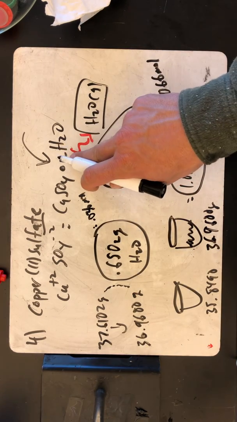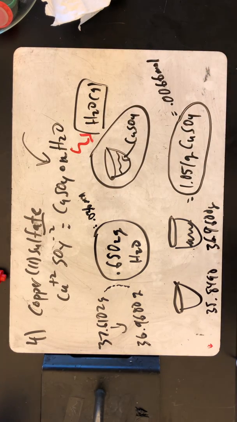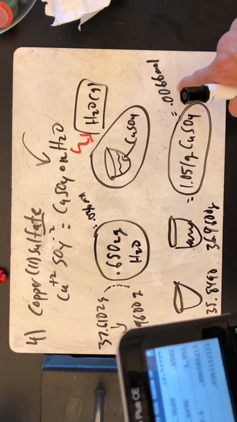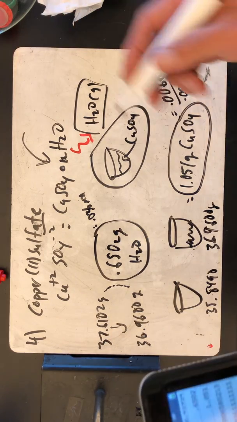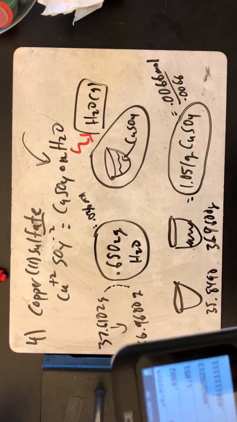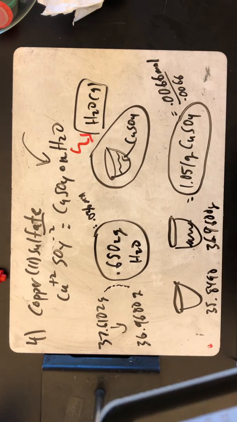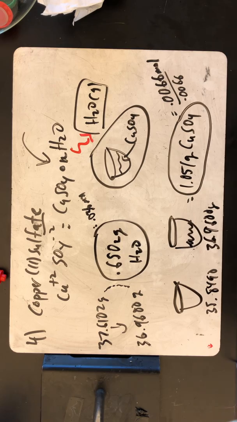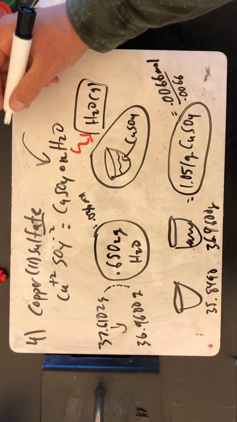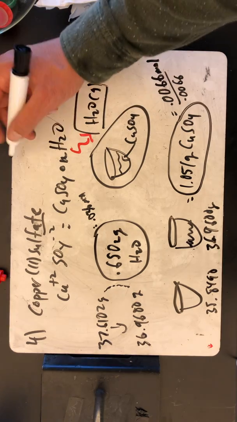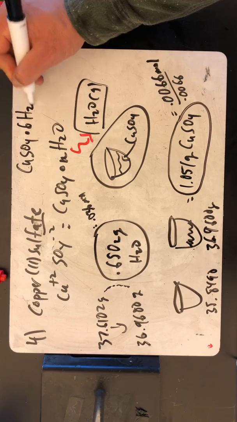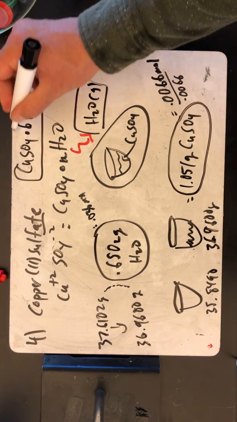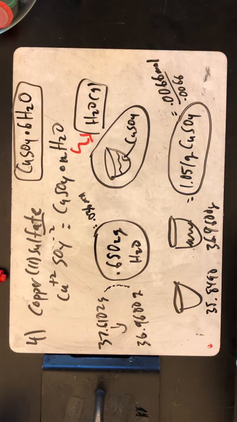So that's essentially the formula. This number is essentially that value for N. But we want to divide both by the smallest. So we know that 0.0066 is the smallest. And then we take that 0.036 and we divide that by 0.0066, and I get 6. So that's that value right there. So the answer in this case is 1 CuSO4, 6 H2Os, and that's the value in the formula for the hydrate in that case.